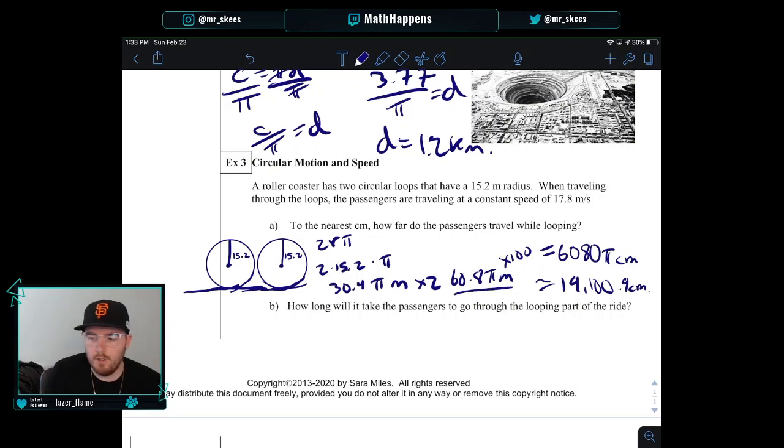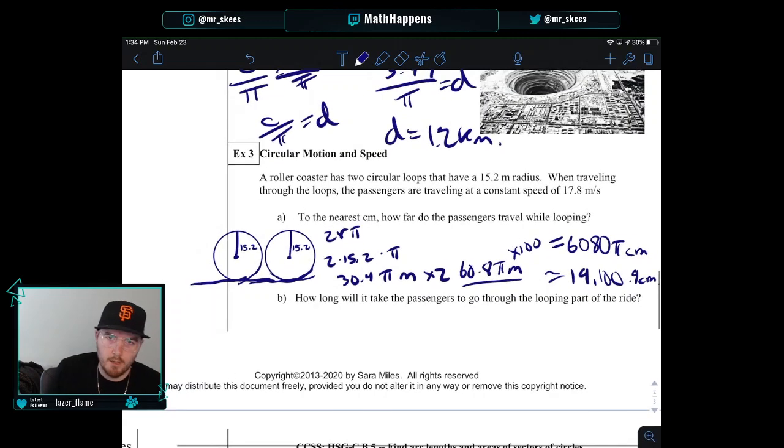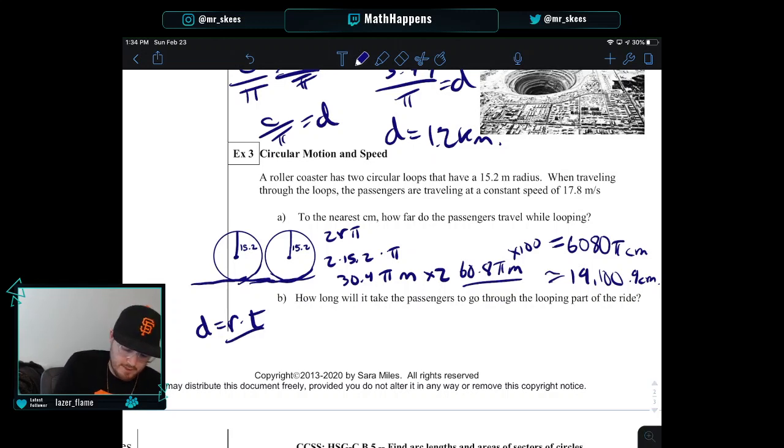If I don't know, you've probably seen this in a science class. Maybe what science classes are you guys in right now? Like chemistry, biology? I don't know what you're in, but probably in a middle school science class, you saw distance equals rate times time. You've probably heard that. So if you're trying to figure out how long will it take, well, divide by rate. Distance divided by rate equals time.